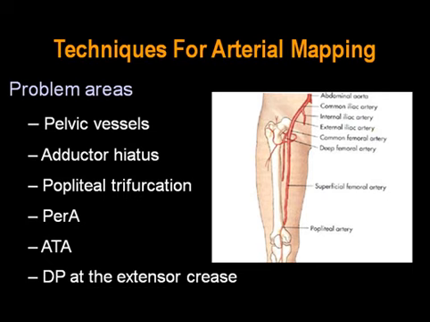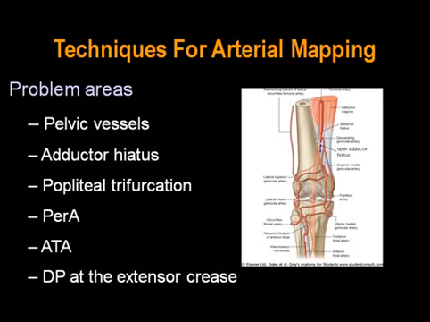You may run into some problem areas. Of course, the pelvic vessels, because of their depth, may be difficult to visualize. We find that using multiple approaches and the appropriate transducers allows us to better image these vessels. The adductor hiatus, where the superficial femoral artery dives deep into the musculature and becomes the above knee popliteal, can also be difficult to image and evaluate.